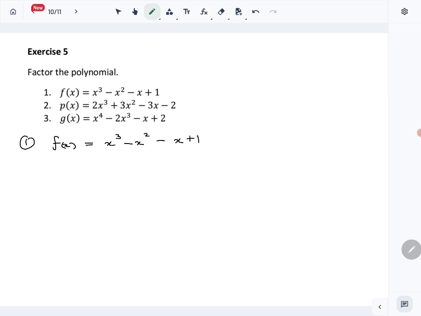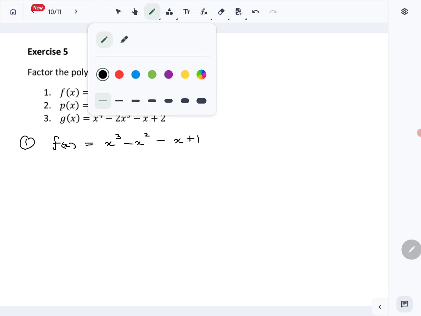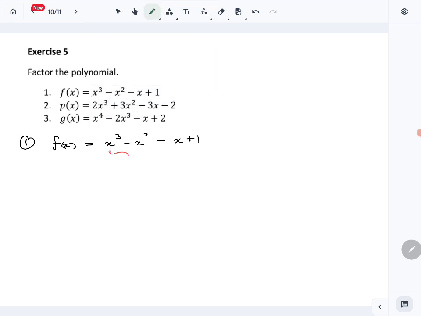Right. First one, we do it by grouping. If you notice that you can create the same factor using the first two terms and the next two terms, you can do the grouping method. So here I am going to group these two and these two together.